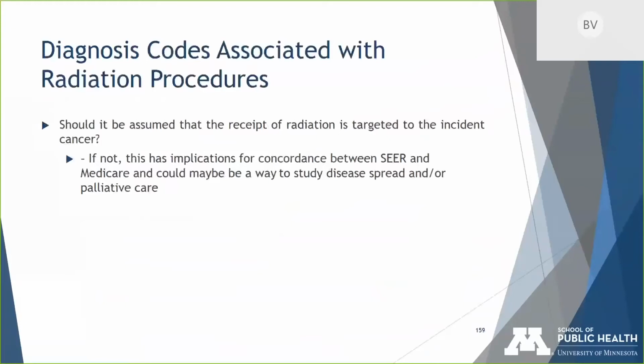One of the questions we oftentimes get is, should I assume that because I see a bill for radiation that it's targeted towards the primary site, or are there ways that I can determine that it's focused on the secondary spread of the cancer? If not, it does have implications for concordance between SEER and Medicare. So maybe this could be a way to study disease spread and palliative care. Let's just take a look at how this appears in the data.